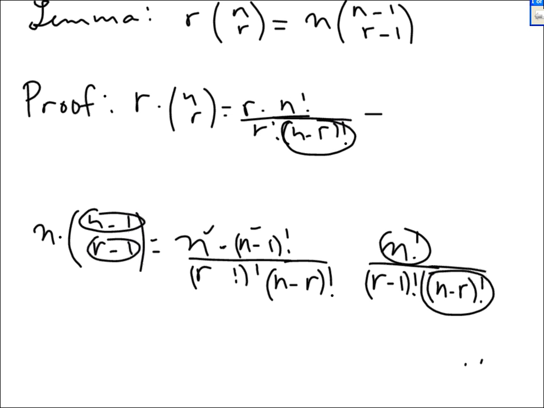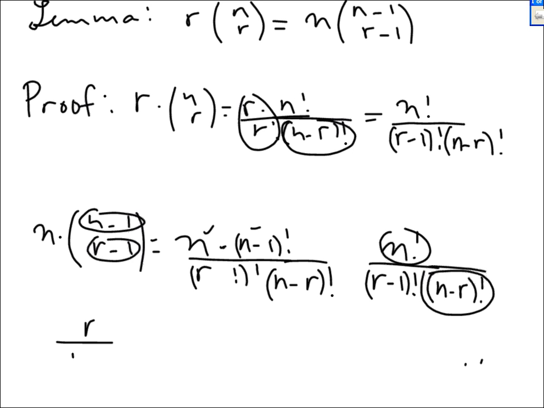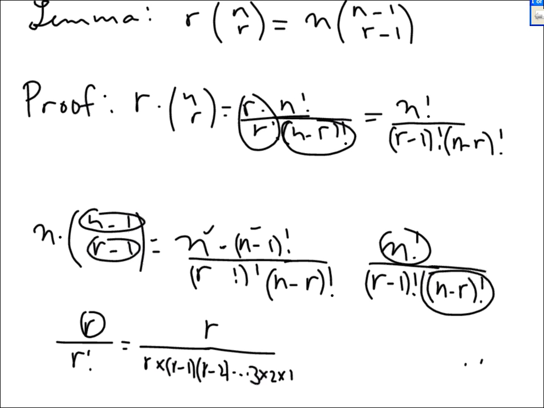And then I say, oh yeah, if you take r and you divide it by r factorial, you're going to have r minus 1 factorial in the bottom. N factorial won't change. N minus r factorial won't change. If you want to see this in greater detail, r factorial is r times r minus 1 times r minus 2, all the way down to 3 times 2 times 1.